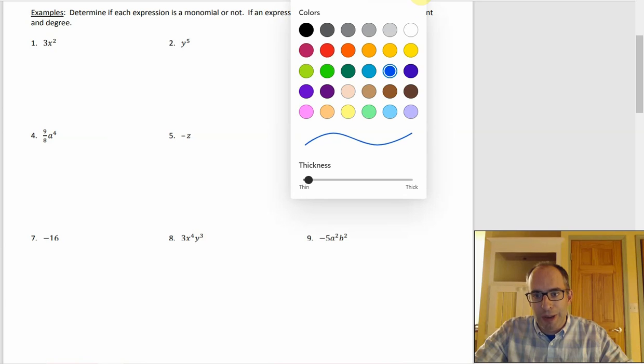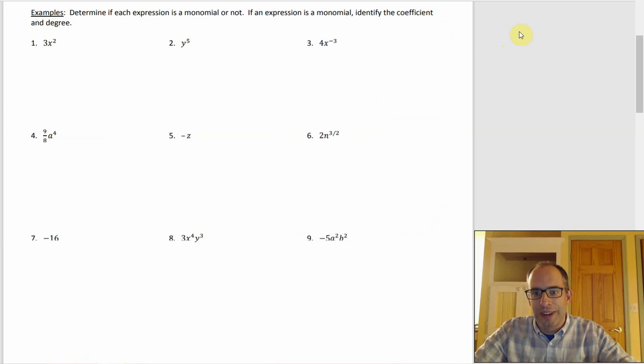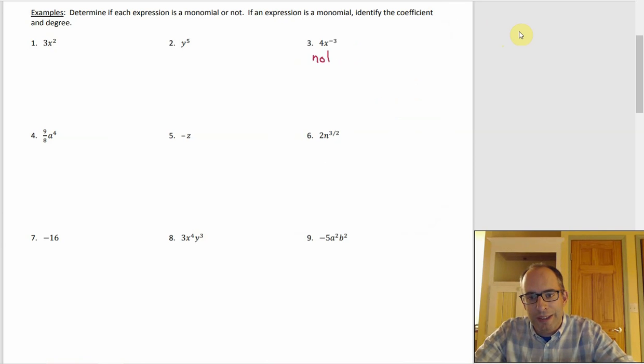So I'm going to make this red, or maybe kind of a maroon, to identify the ones that are not a monomial. So that looks okay because the exponent's 2. That one's a 5. That's a negative 3. That's bad, right? And that's a negative integer. So this one is not a monomial.